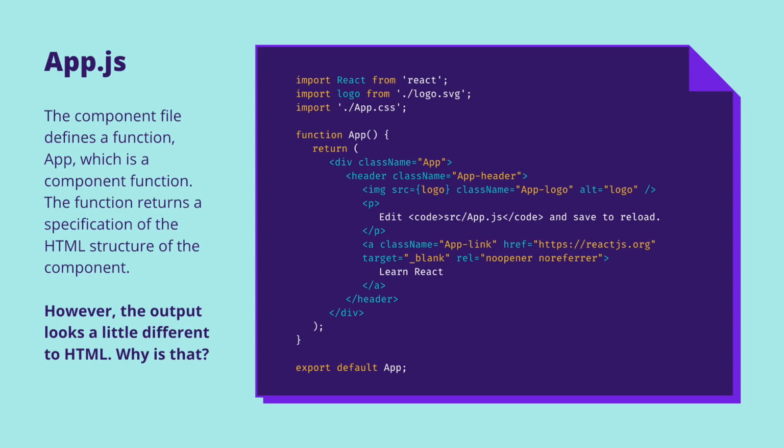Now, this function returns something that looks a bit like HTML, but it isn't quite HTML. There are a few key differences. Also, you may not be used to seeing HTML defined in a JavaScript file in this way. Most React functions will return something that looks like this, so let's examine why that is.